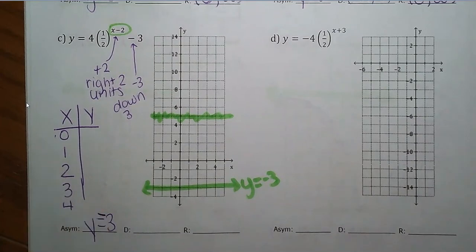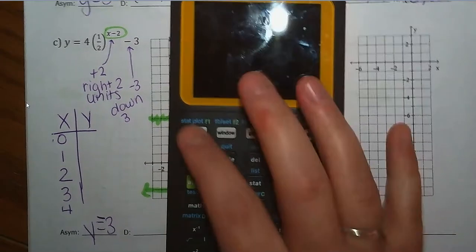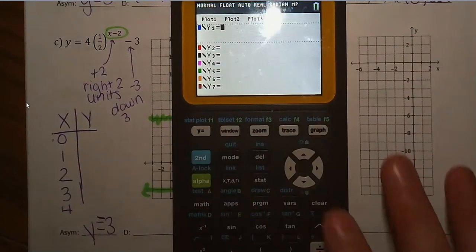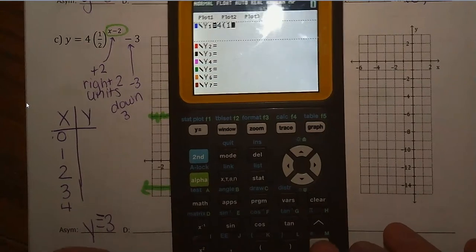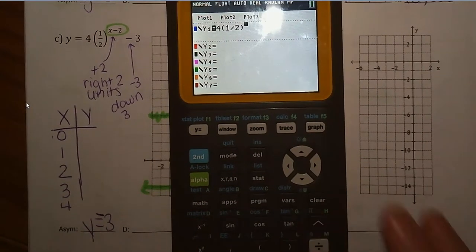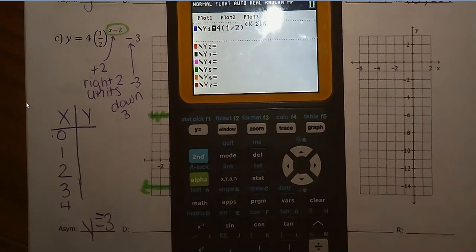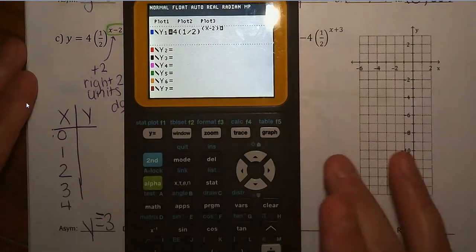Okay, now I'm going to grab my graph. And again, I would just second quit, or you can hit y equals. I'm going to clear this out. So 4 times 1/2. Okay, for my exponent, I'm going to just put parentheses just to be safe. My whole exponent is x minus 2.